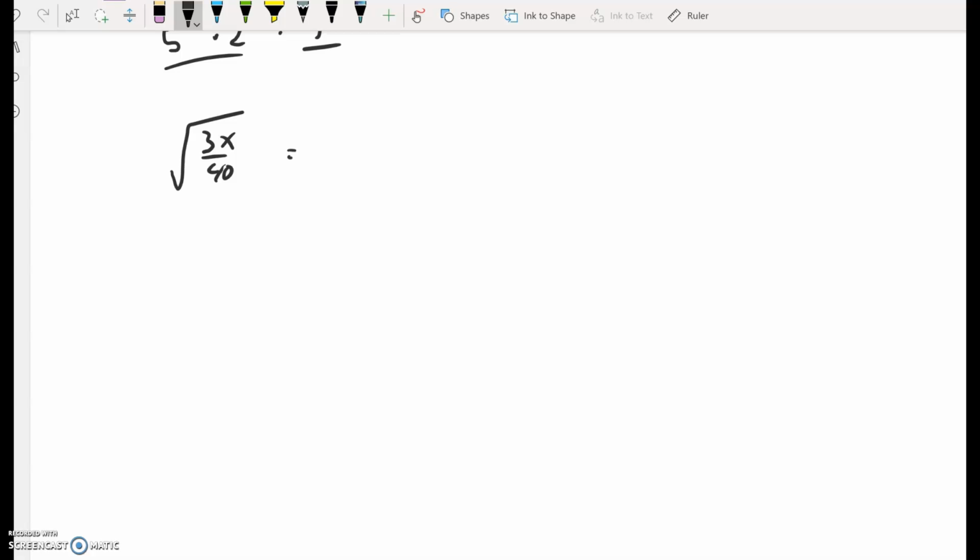So we're going to break apart all the pieces. I'm going to take the square root of the top and the square root of the bottom and then break apart the square root of the top. 40 is 8 times 5. 8 is 2 times 2 times 2. So we've got the prime factorization here. I'm going to break apart the 40 into the 2 times the 2 times the 2 times the 5.